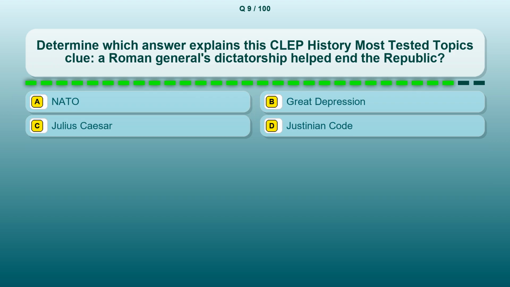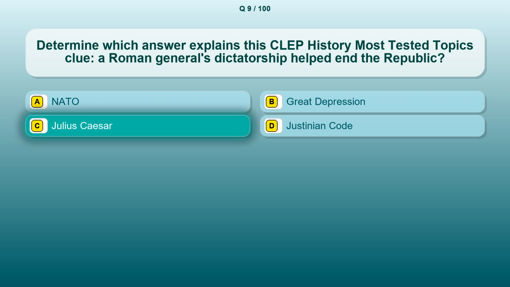Question 9. Determine which answer explains the CLEP history most tested topics. Clue: a Roman general's dictatorship helped end the Republic. Option A, NATO. Option B, Great Depression. Option C, Julius Caesar. Option D, Justinian Code.